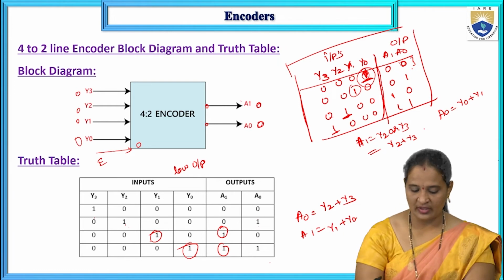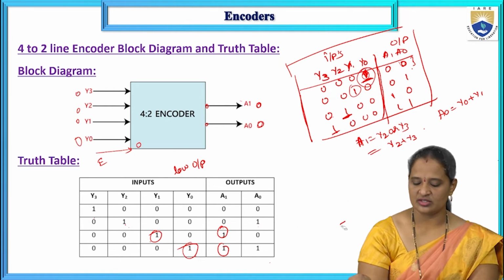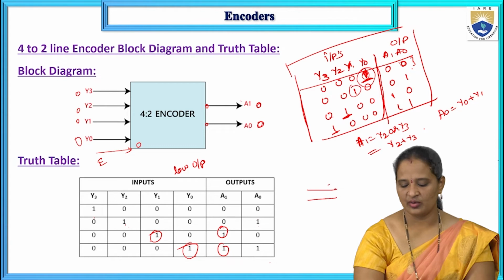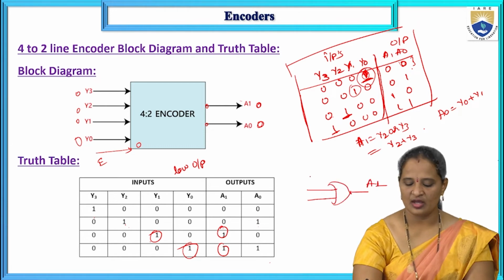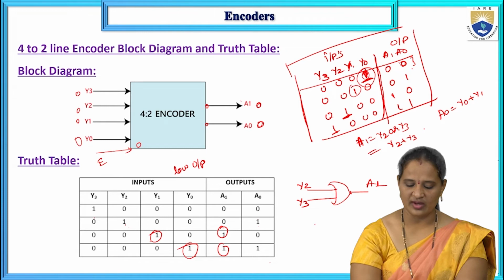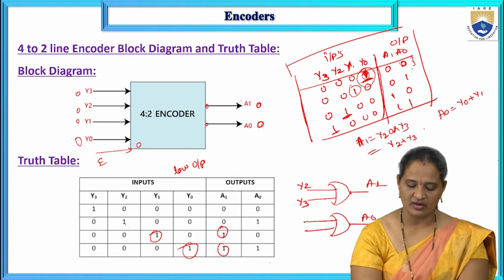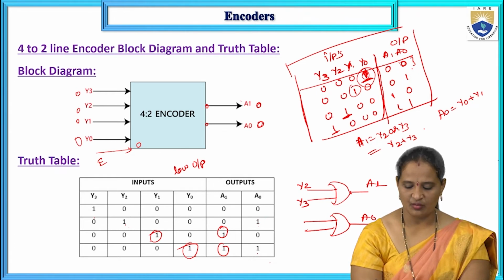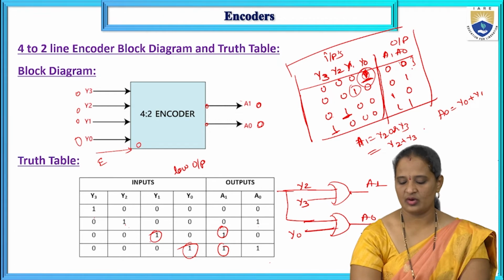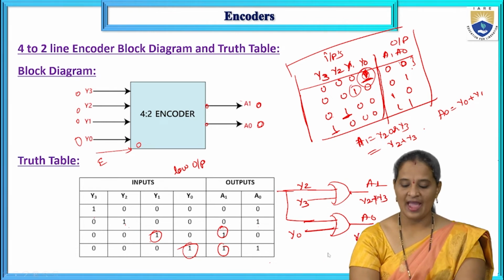So like that, I can draw the logic circuit for this by taking the inputs here. I'm taking a 2 input OR gate such that A1 is implemented. What is the A1 equation? Y2 plus Y3. And for this one, A0 is becoming 1 with Y2 plus Y0, and this one is Y2 plus Y3. So this is the circuit when we consider the outputs as active low.